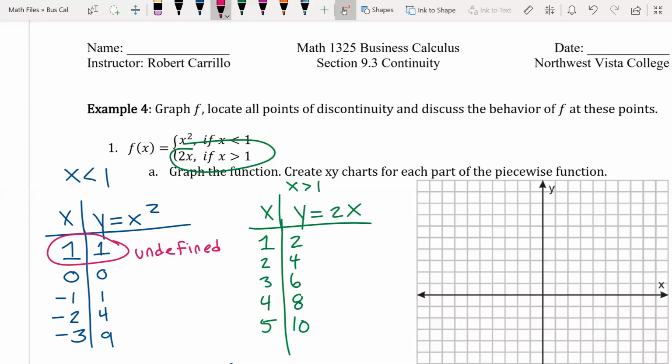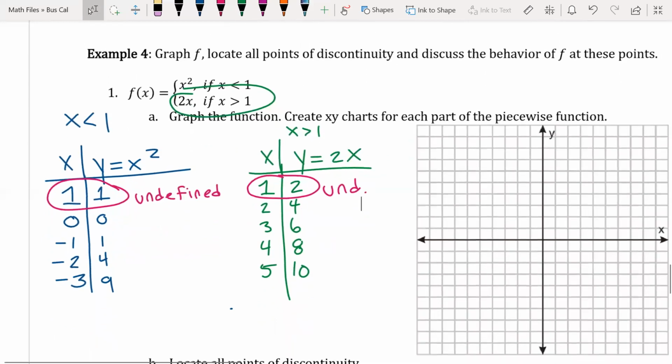And again, pause for a moment because can we actually use this point? No, because once again, our inequality says greater than 1, not greater than or equal to 1. So that will be undefined as well. Okay, let's go ahead and graph.